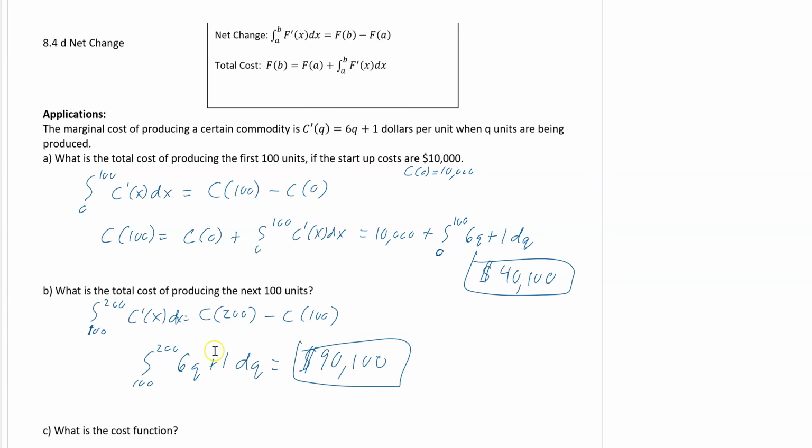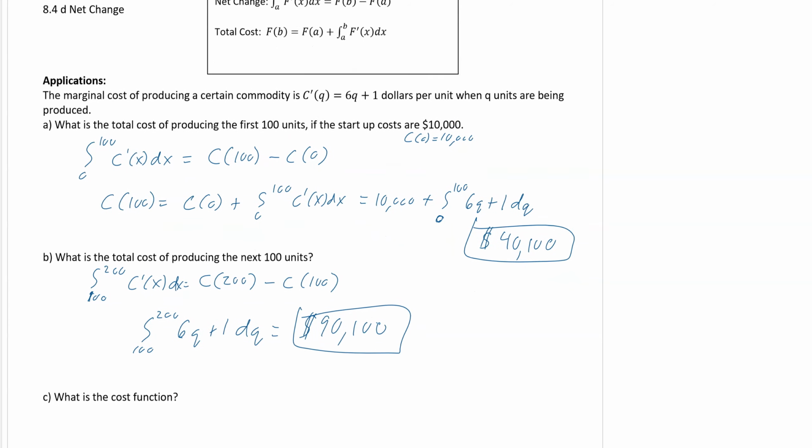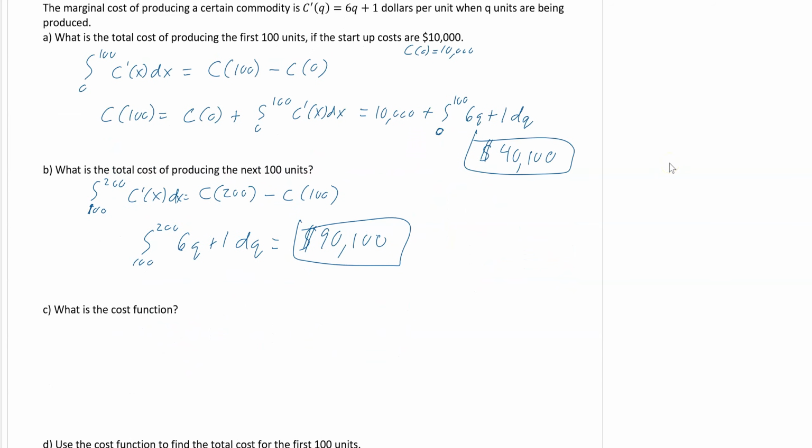See, even if we added over the C of 100, you'd have to actually calculate what C of 100 is. And C of 100 and 200 are both going to include that startup cost of 10,000. And you'll see why in the next one. So if we take the antiderivative, that's dq, of our 6q plus 1 dq, it's going to take us back, right, to our original function, which is the cost function.